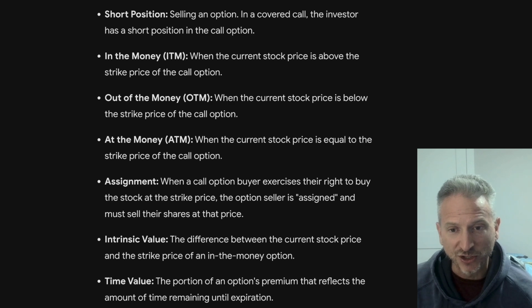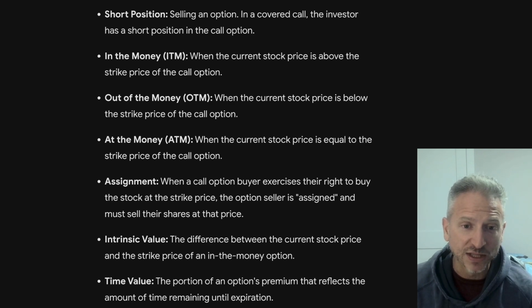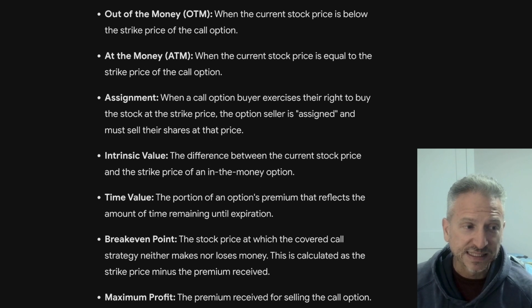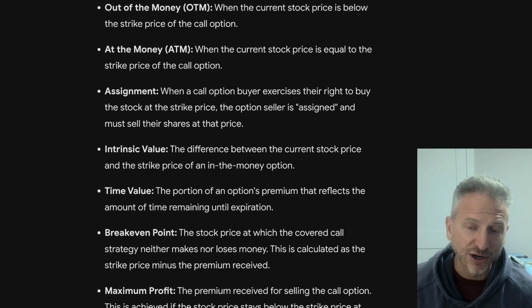At the money is when the current stock price is equal to the strike price of the call option. Assignment: when a call option buyer exercises the right to buy the stock at the strike price, the option seller is assigned and must sell their shares at that price.